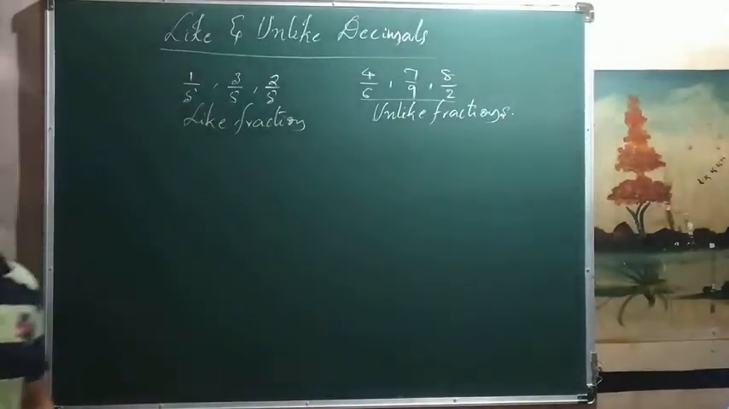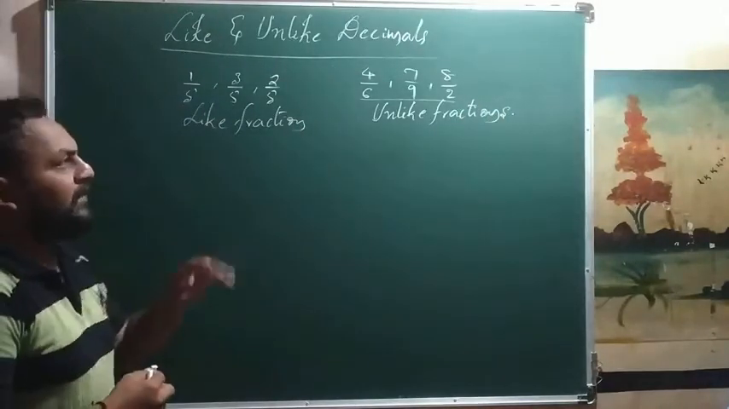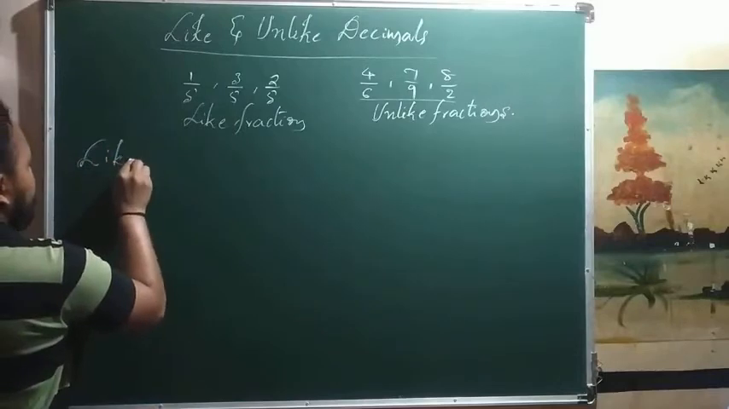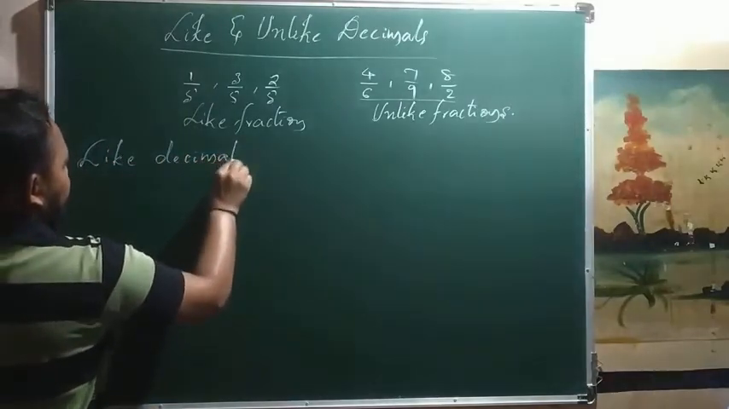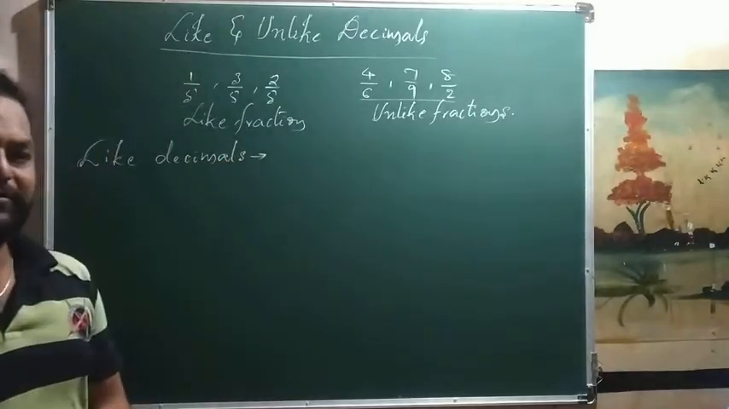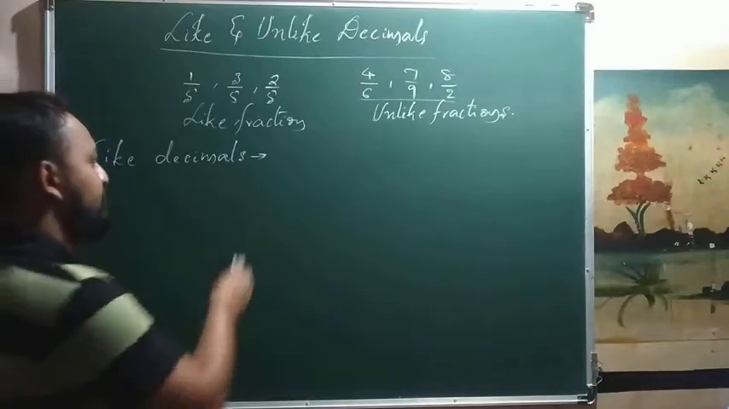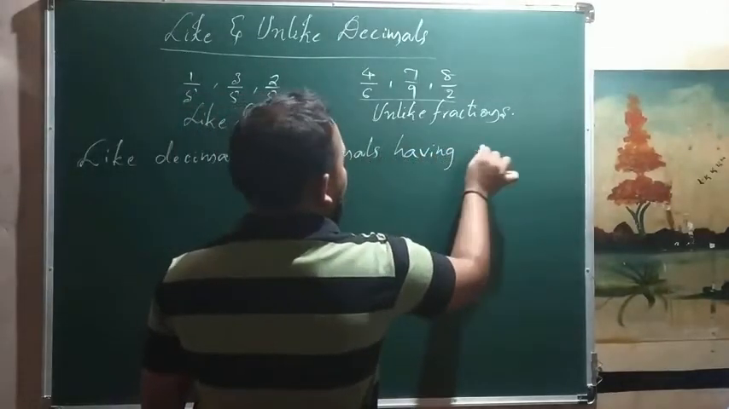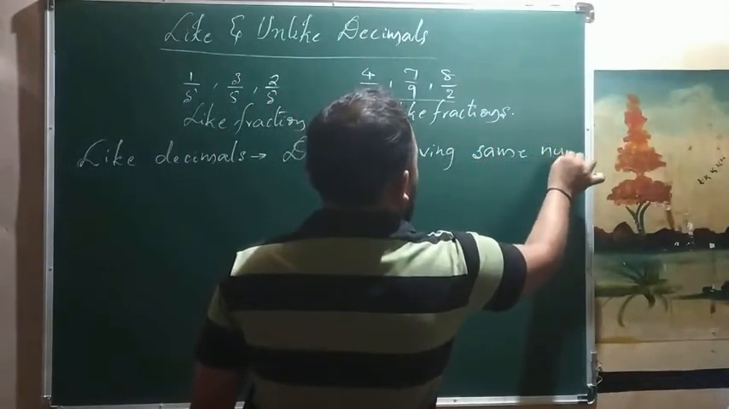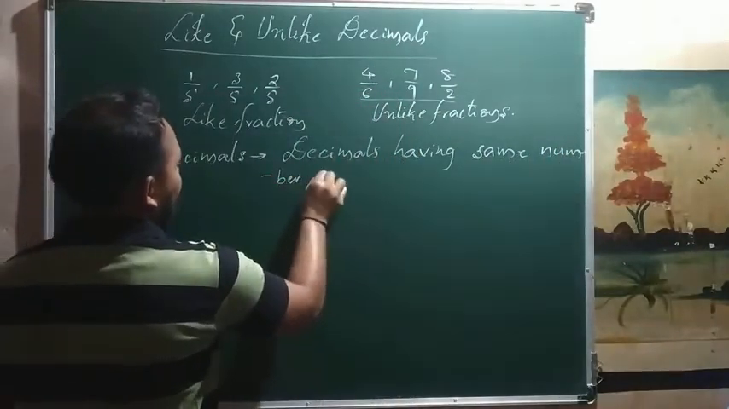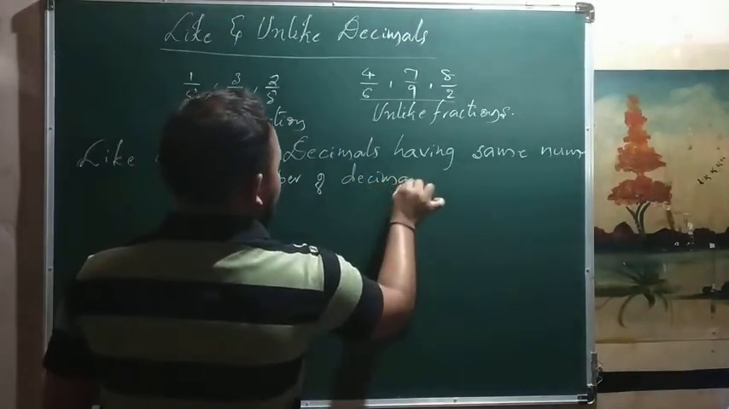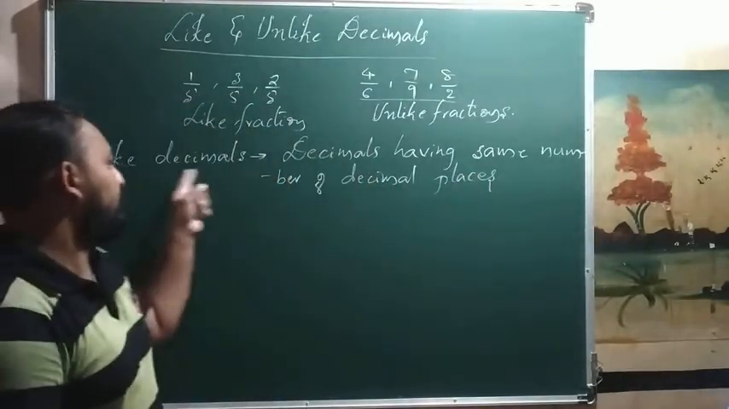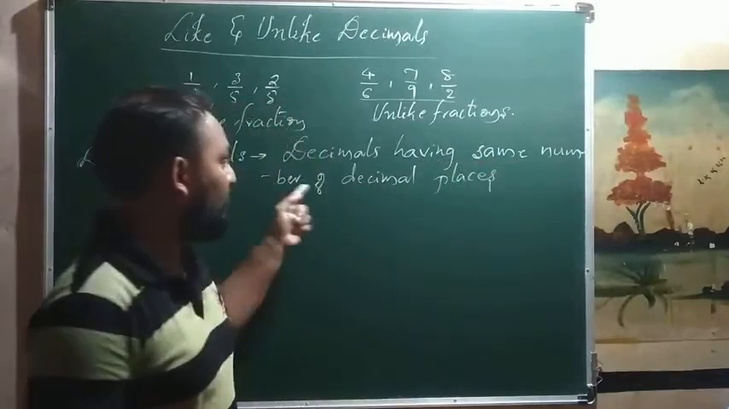Similarly, like and unlike decimals. Like decimals are decimals having the same number of decimal places. Do you know the like decimals? Decimals having the same number of decimal places.